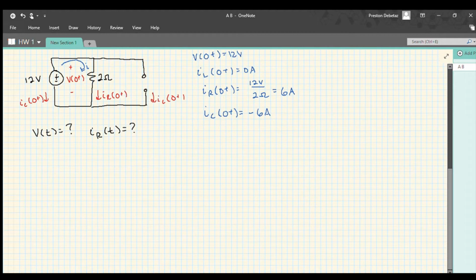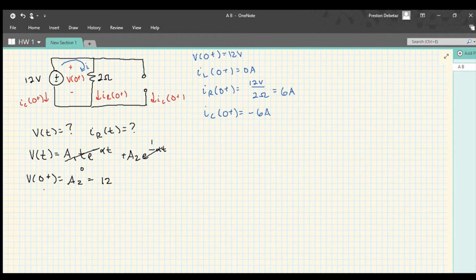From the table, for a critically damped system, V of t is going to have the form A1 t e to the minus alpha t plus A2 e to the minus alpha t. We can plug in our initial condition, V of 0 plus. This term is going to go to 0, and this term is going to go to 1, so we would just have A2, but V of 0 plus is 12, and then we can set up another relationship for A1 and A2.